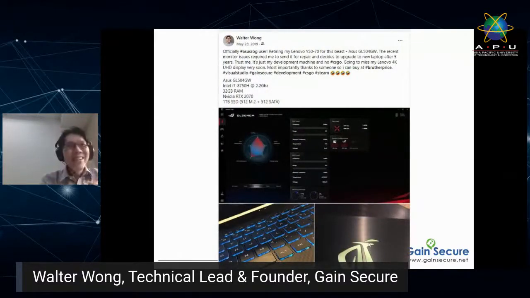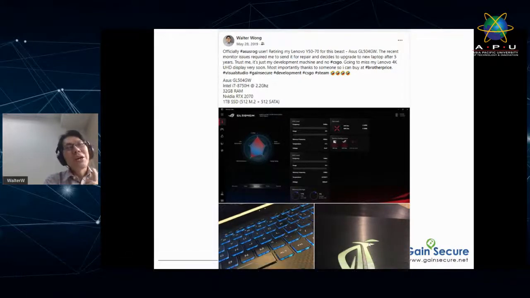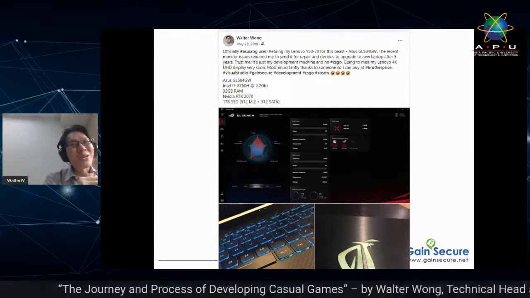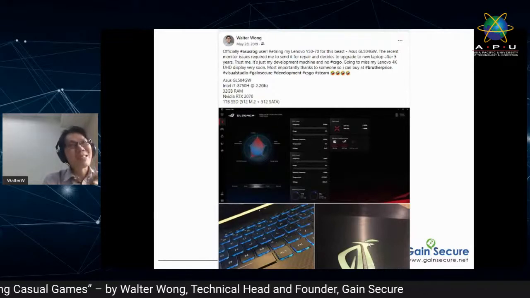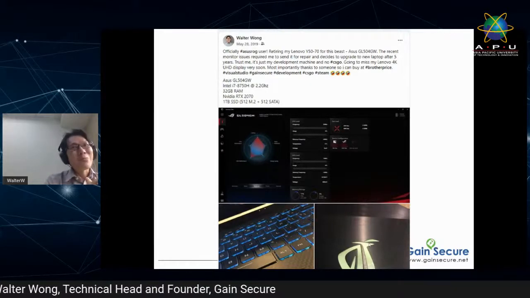Personally, I have a more high-end machine, running on an Asus ROG, which I got last year. I have 32 GB of RAM, an RTX 2070S, and I'm running on 1 TB of SSD. So this is the gamer's laptop that we use in our company.